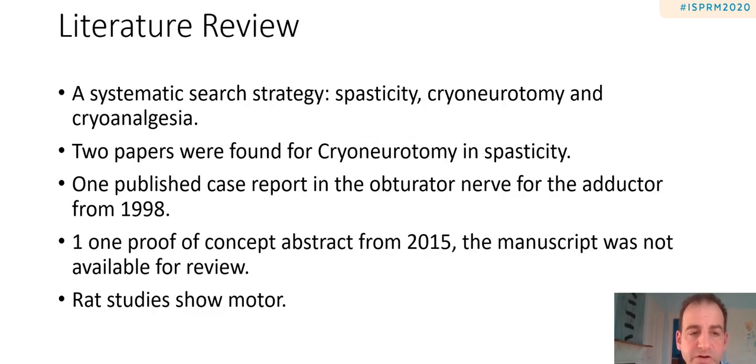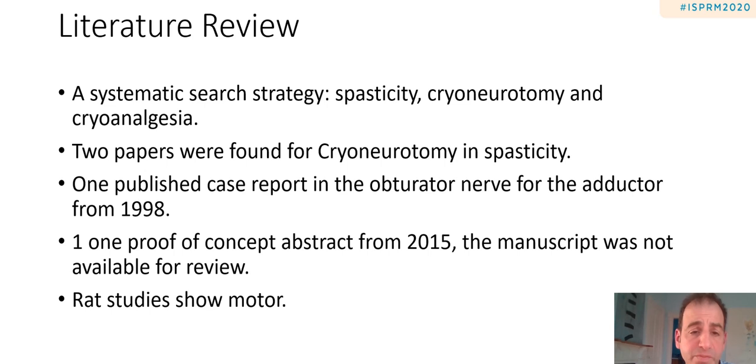Now, you can't just start freezing motor nerves without evidence, so we went to the literature and performed a systematic review with the help of our librarian from the College of Physicians and Surgeons of British Columbia. And we were able to initially find one article only on doing a fluoro-guided obturator nerve block to an adductor muscle in a patient with multiple sclerosis. That was all we could find.